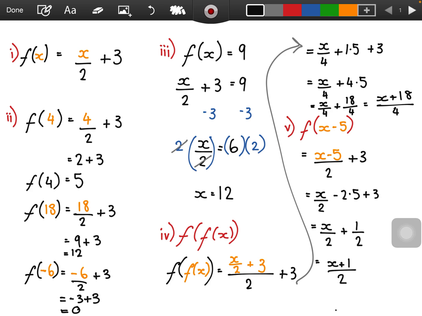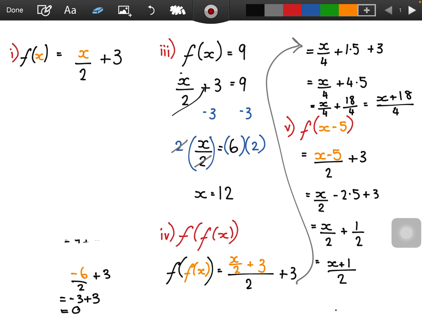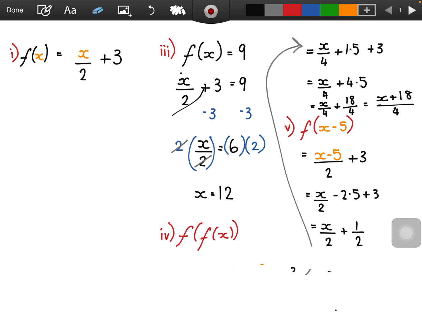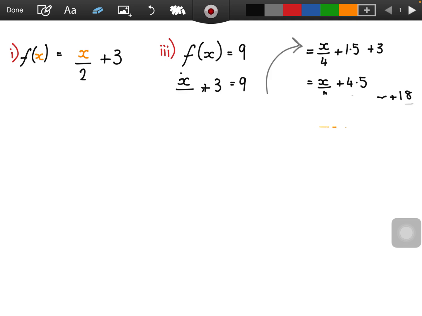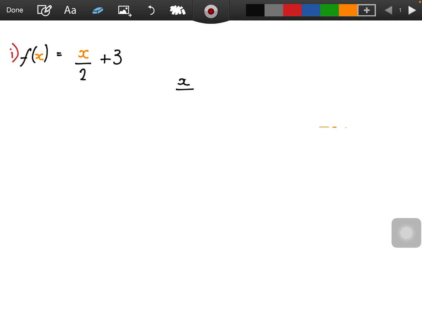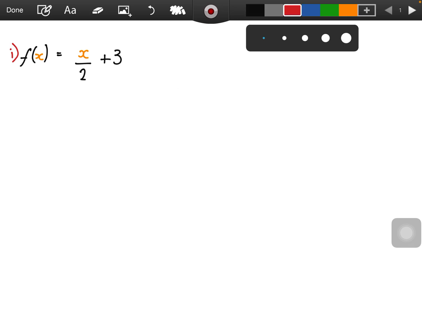Now, we want to know what f of x plus k is as an input. We want to know what that is equal to. So I am just going to rub out some stuff over here. Actually, I'll just rub it all out except for our function. Okay, so you can try this one yourself first. What would we get if the input was x plus k?